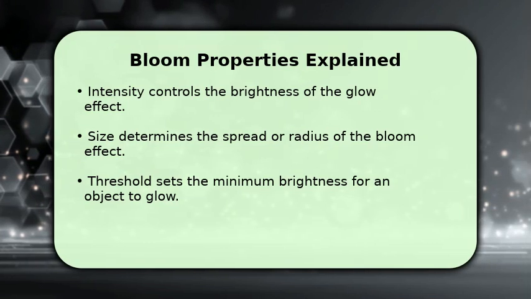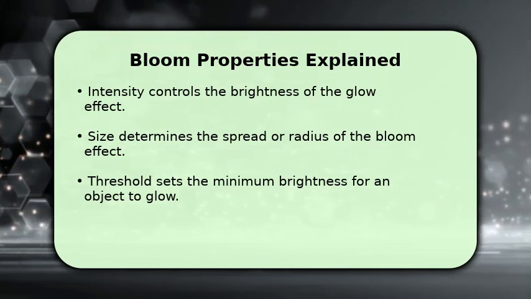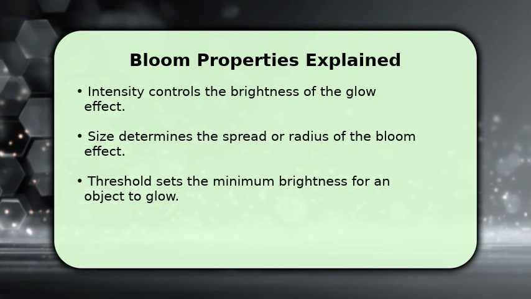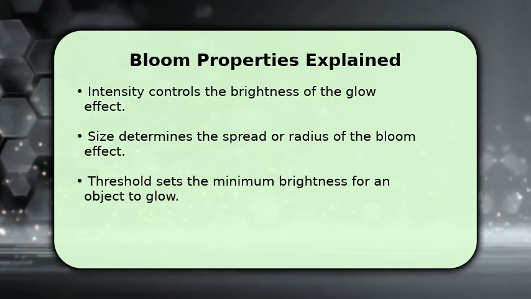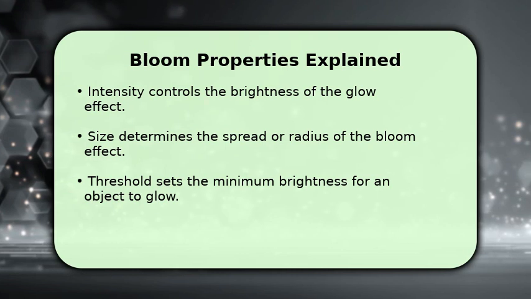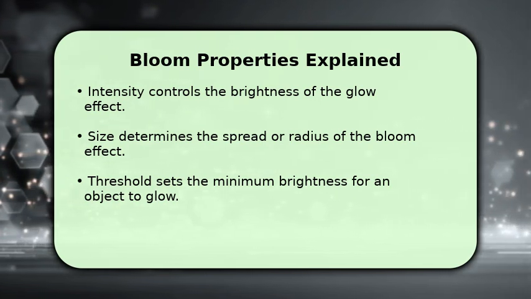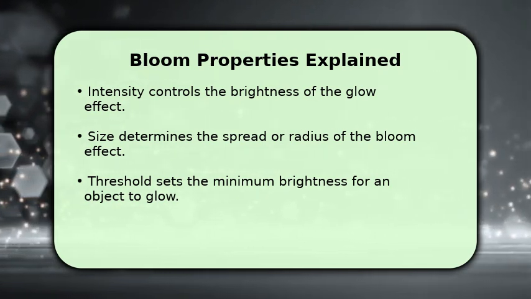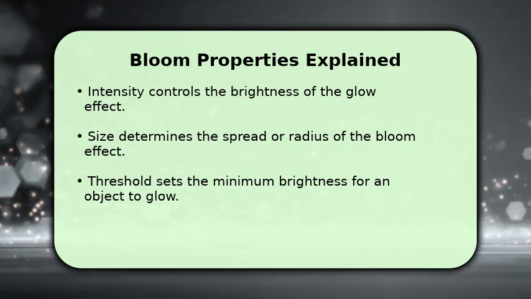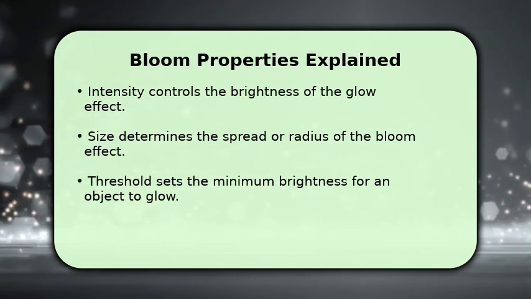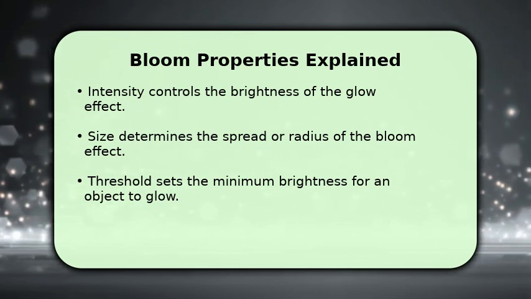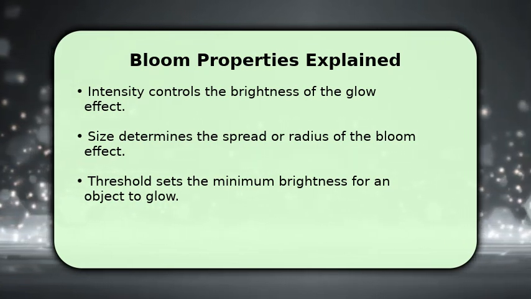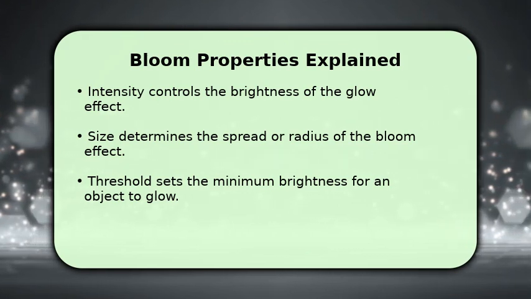Let's explore the key properties. Intensity dictates how bright the glow appears, typically ranging from 0 to 1. Size controls the spread or radius of the bloom, often between 0 and 24. Threshold defines the minimum brightness an object needs to emit a glow, usually from 0 to 1. Experiment with these values to achieve your desired look.